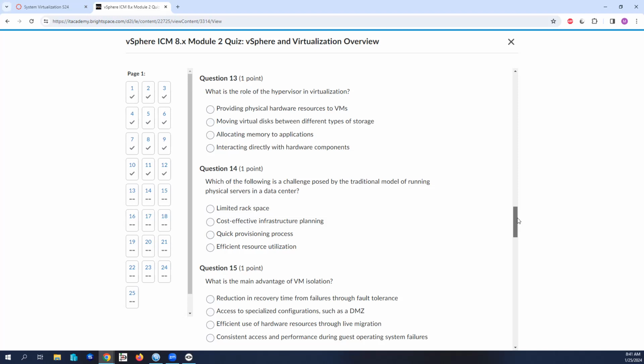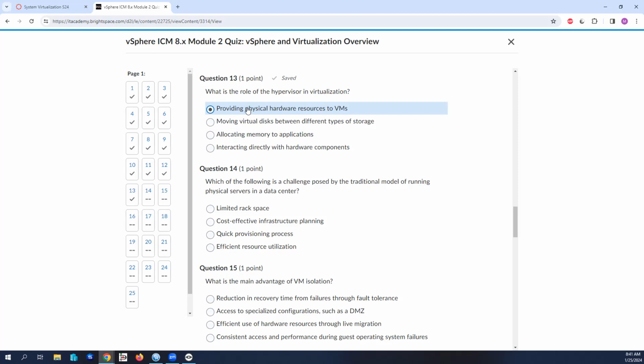So you can find this one. What is the role of the hypervisor in virtualization? A. A looks pretty darn good. Yep.